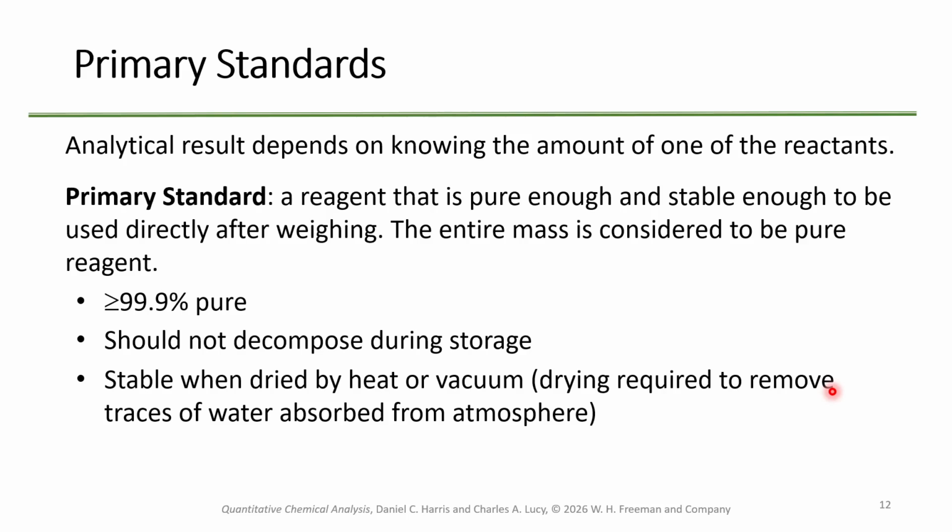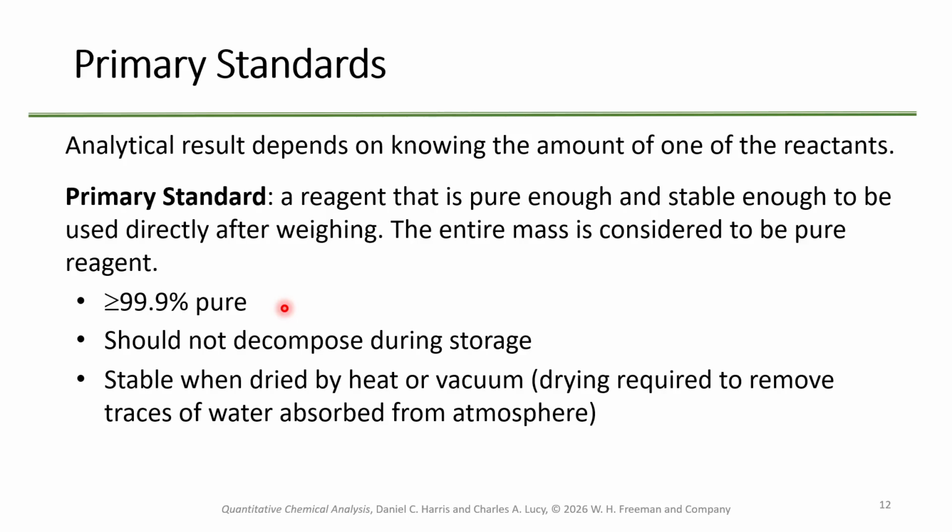But let's talk about primary standards. So the analytical result is going to depend on knowing the amount of one of the reactants. And so it's very important that you can very accurately measure the amount of one of your reactants. This is where primary standards come into play. So this is a reagent that's pure enough and stable enough to be used directly after weighing. The entire mass will be considered a pure reagent. And so, for example, typically these would be 99.9% or better pure. And so you don't have to have a lot of impurities. If you do have impurities and they don't take part directly in the reaction, you can actually correct for those. But it's better to just start with something pure.